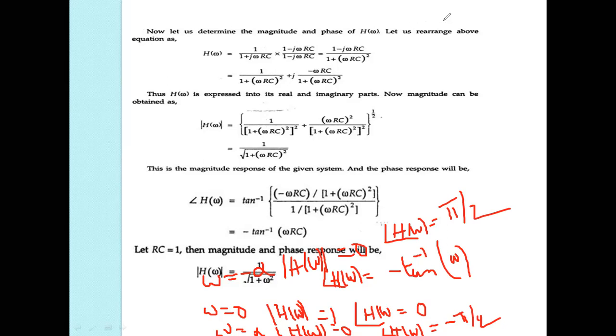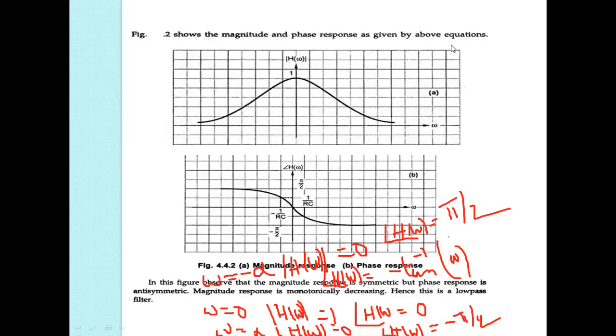Okay, my dear students. Now, you can see the plot here. The x-axis takes the frequency omega. At omega equal to 0, what is the magnitude? We got 1. And at omega equal to infinity, the magnitude is 0. And at omega equal to minus infinity, the magnitude is also 0.